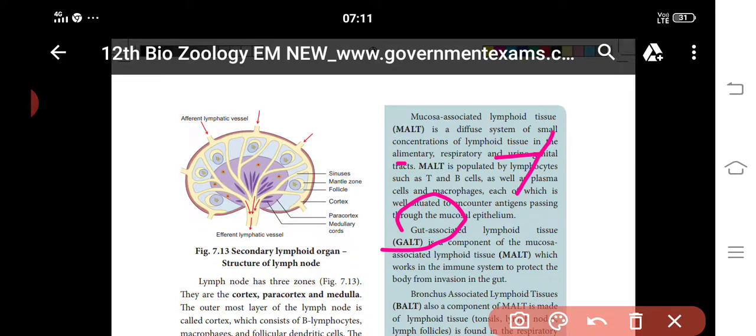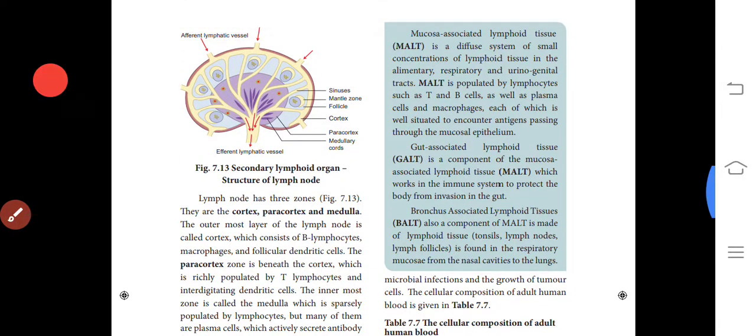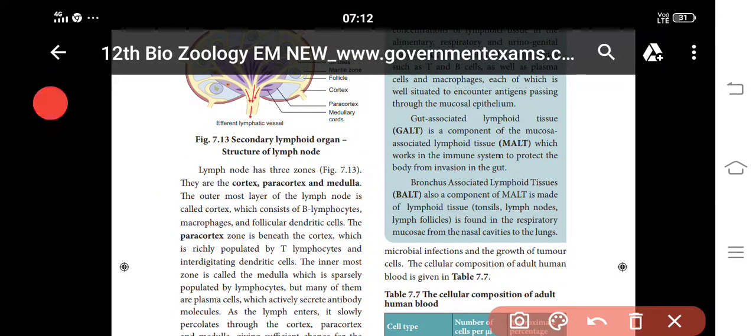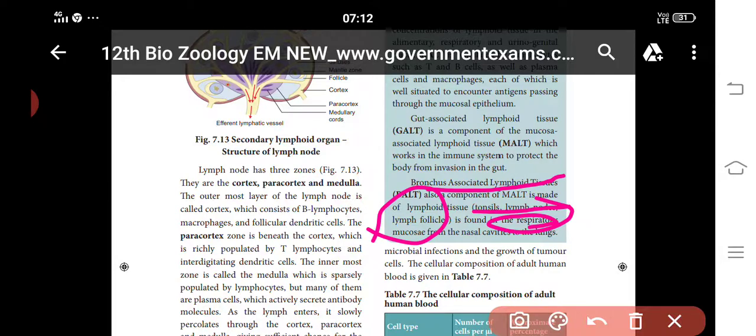Next is the bronchi. It works in the immune system to protect the body from invasion. Bronchus-associated lymphoid tissue is a lymphoid organ in the respiratory mucosa present in the lungs.